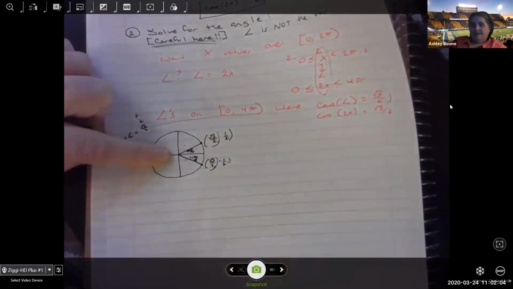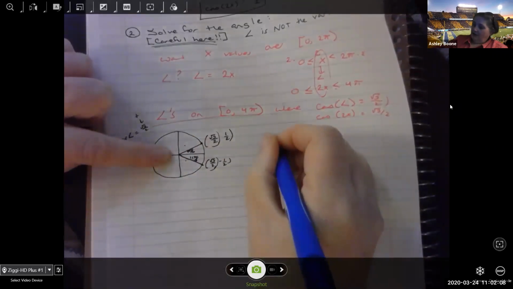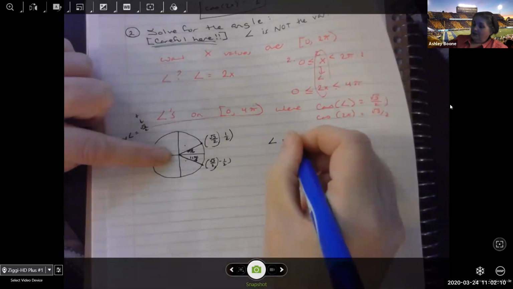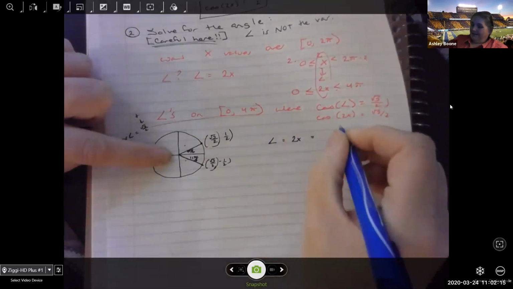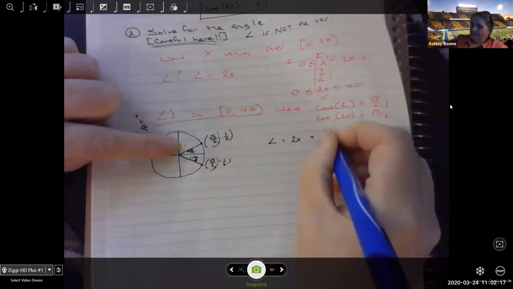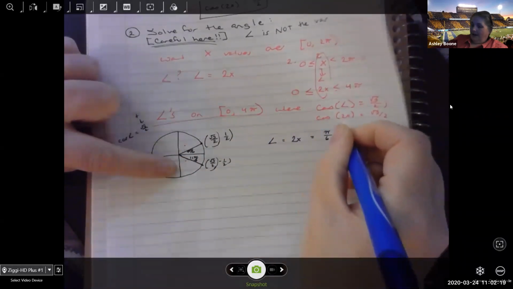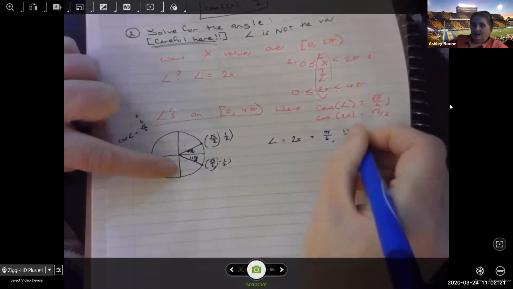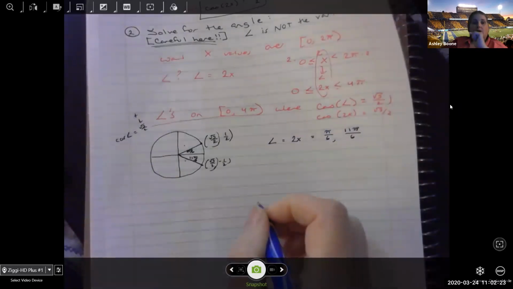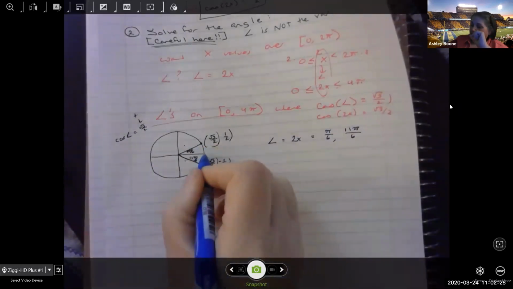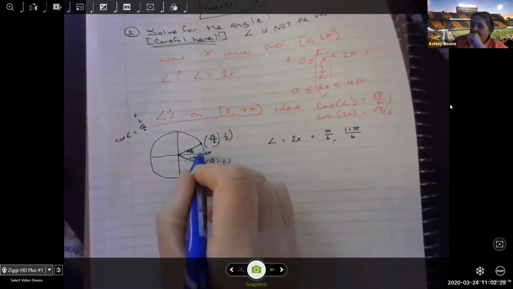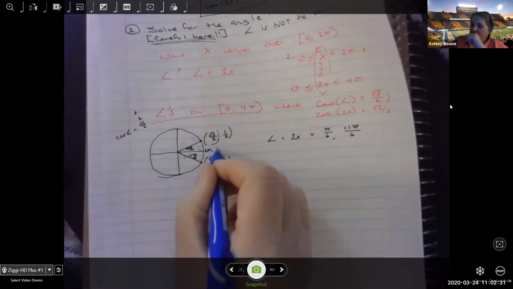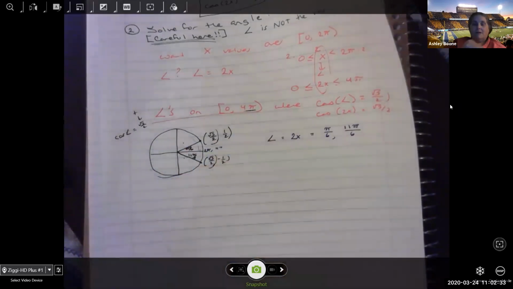So what's that mean for us here? That means that our angle, which is 2x, can be pi over 6. It could also be 11 pi over 6. But that's just 1 revolution. That gets you up to 2 pi. We need a second revolution to get us to 4 pi.